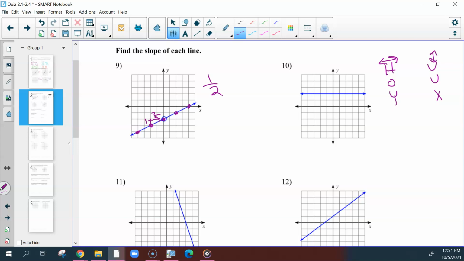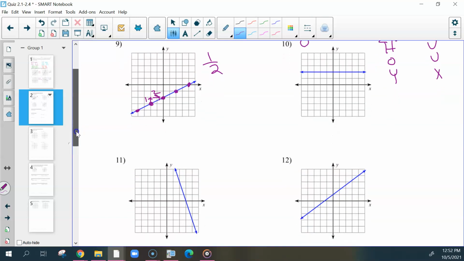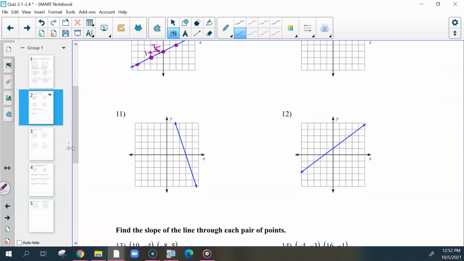If you remembered for this one, this is a horizontal line, so this has to have a 0 slope. Oh, is it 0? It was 0, yes.